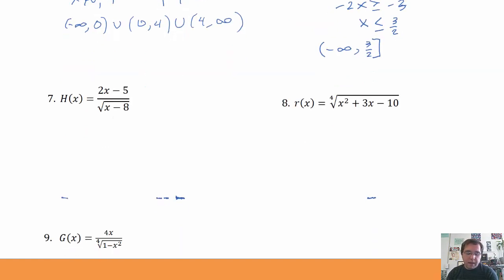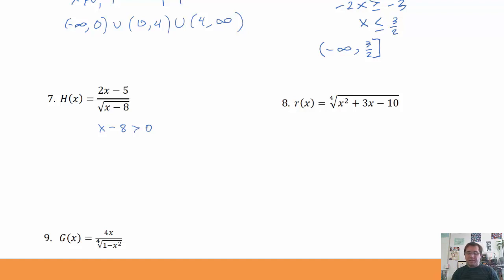Seven. Capital H of x equals 2x minus 5 over radical x minus 8. This time I have a fraction and I have a square root. So we're still focused on the denominator of the fraction, that radical x minus 8. I know x minus 8 is going to need to be greater than 0, but I don't want it to be equal to 0 this time, because if it was equal to 0, because it's in the bottom of the fraction, it would cause a problem.